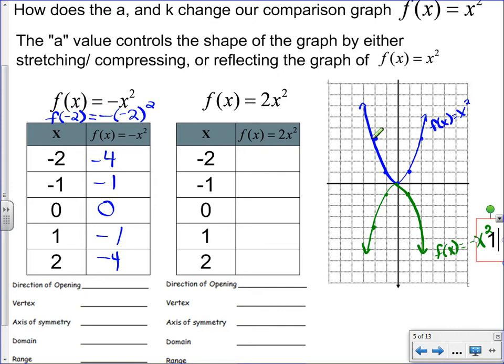Okay, we say that that's reflected on the x-axis, so that's like saying it's flipped. So when it's negative, instead of opening up, it opens down.